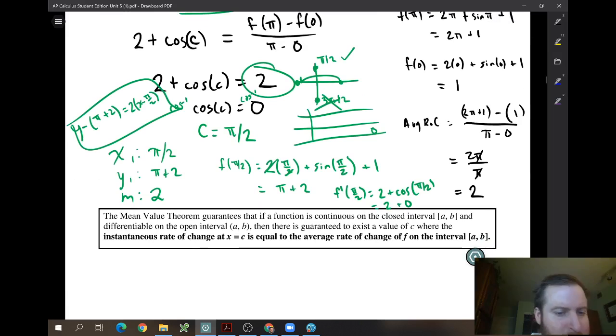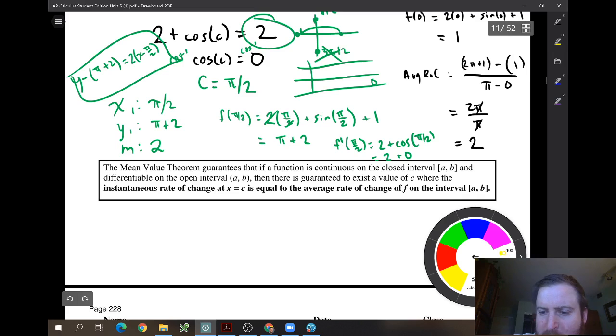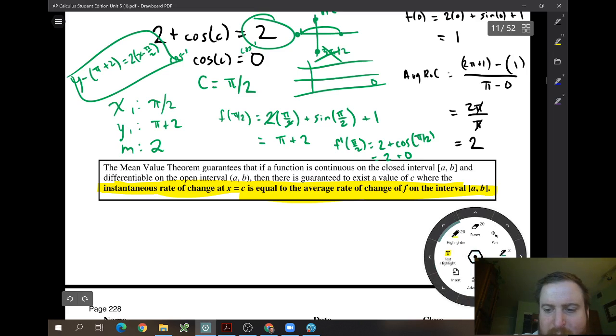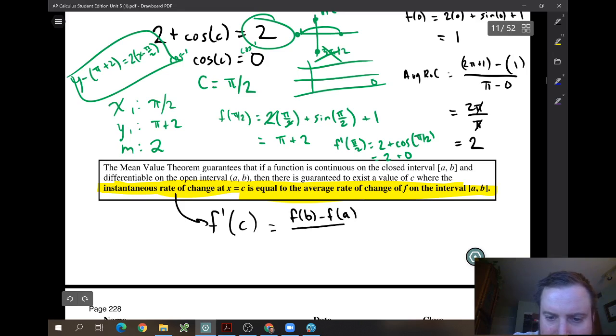That's the end of the notes, but I do want to talk about one thing, because I have seen the AP test test mean value theorem without actually using the words mean value theorem. Instead, they ask you to find where the instantaneous rate of change equals the average rate of change. And that is what mean value theorem is saying, right? Where does f prime of c, the instantaneous rate of change, equal f of b minus f of a over b minus a.